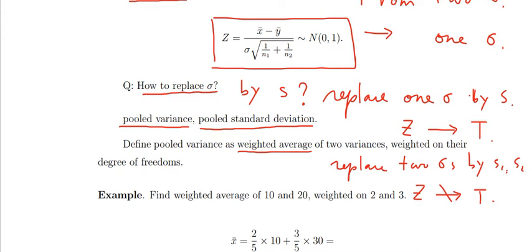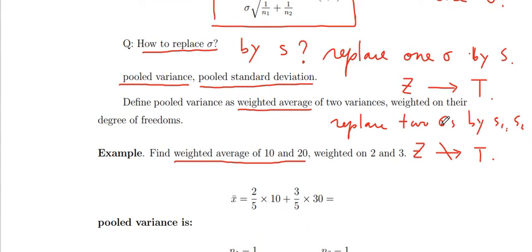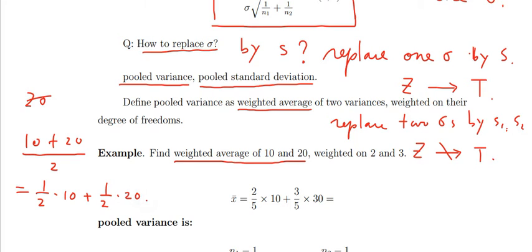Let's check how a weighted average works. Before, the average of 10 and 20 is 10 plus 20 over 2, right? We can write this average as 1 over 2 times 10 plus 1 over 2 times 20. So in this average, we weight 10 and 20 the same.